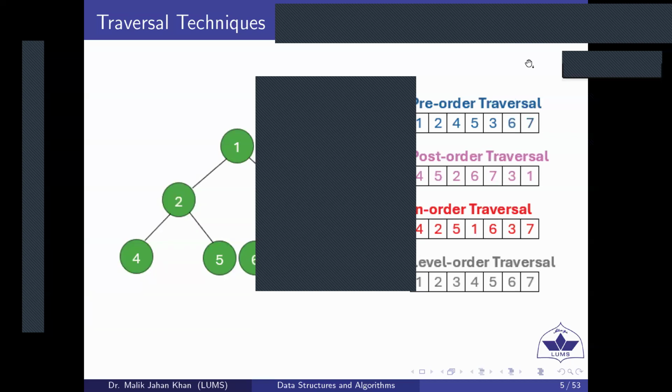Okay, is everyone clear about what we saw about the traversal techniques visually? If there are any questions, we can talk about those questions before we proceed.